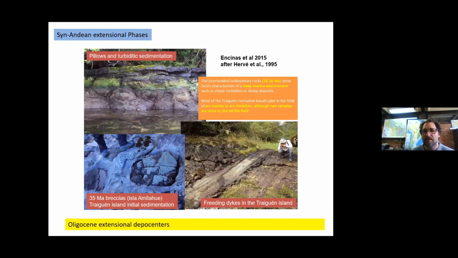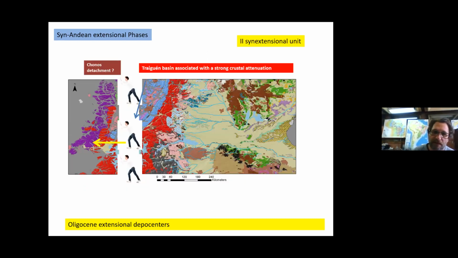And the Traiguén Basin is very different to the basins to the north. In this case, there are pillow lavas, which are covered by turbidite deposits. And these pillow lavas and breccias are fed by dikes. So it seems that we have in this case the upper section of a mid-ocean ridge or something which is next to it, that the archipelago de los Chonos created some kind of oceanic crust during the late Oligocene.